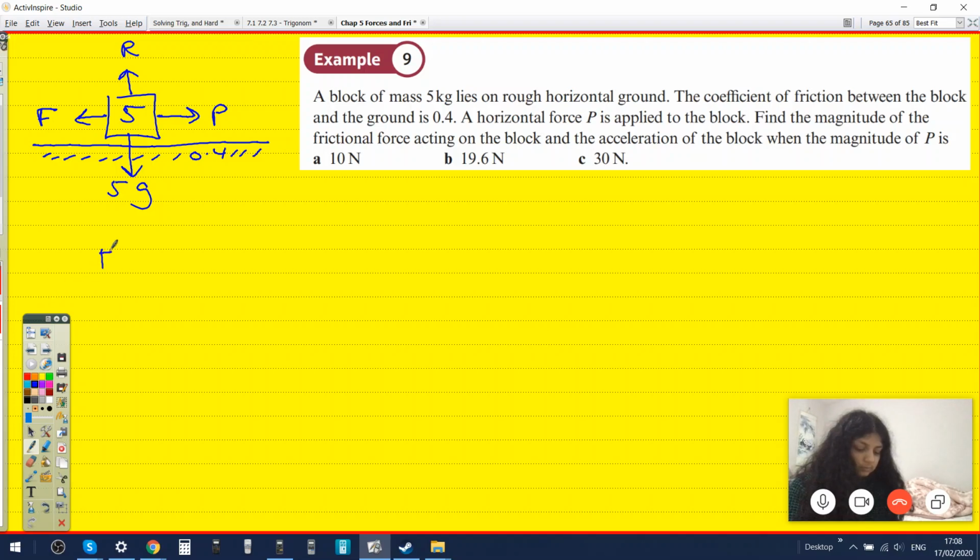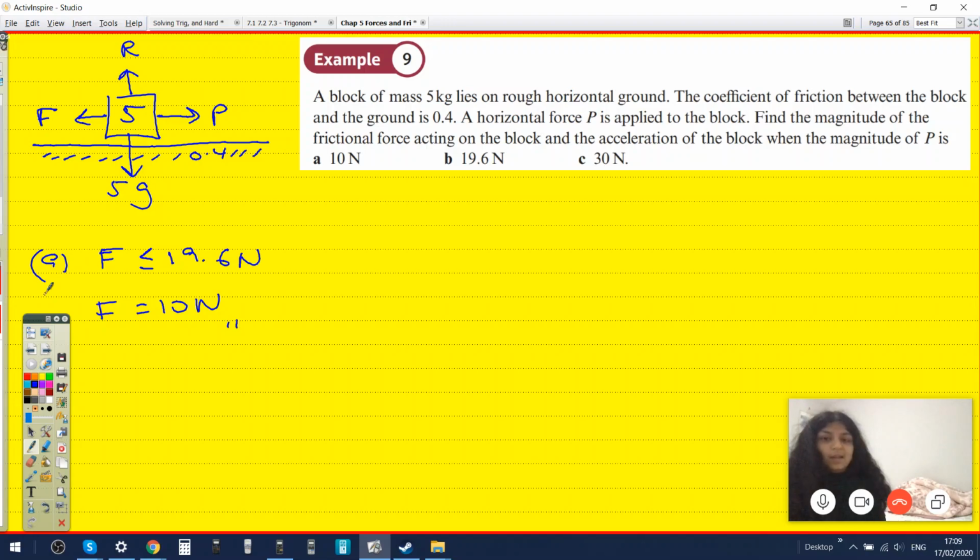So F is less than or equal to 19.6? Yeah. And in this case, it is 10. Okay. So in the next two, the friction would just be 19.6 as well. Well done.